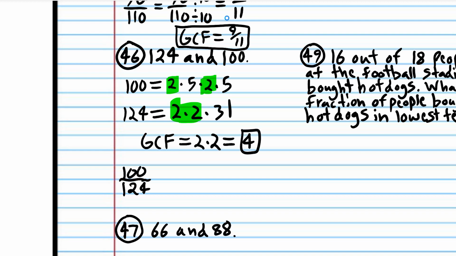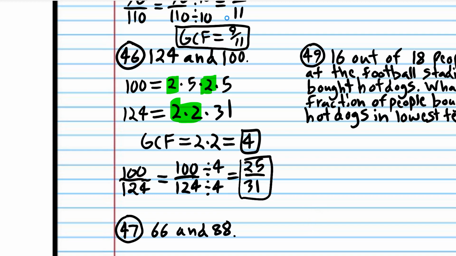So what that means is we're going to take this fraction, 100 over 124, and we're going to divide both sides by 4. 100 divided by 4 is 25, and 124 divided by 4 is 31. So in the top we were left with 5 times 5, and in the bottom we were left with 31.